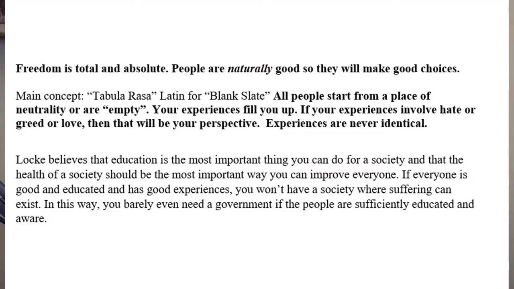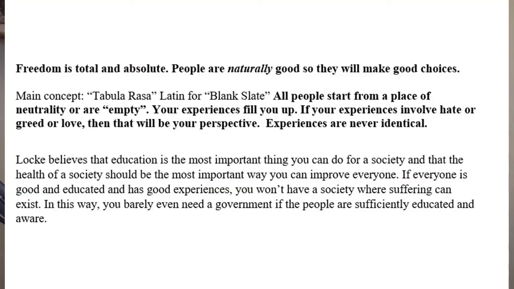Another main concept of John Locke is this idea of something called a tabula rasa, which is Latin for blank slate. All people start from a place of neutrality or are empty, and your experiences fill you up. If your experiences involve hate or greed or love, then that is going to be your perception on the world. And experiences are never identical. No two people have exactly the same set of experiences. And as you go through life, the more experiences you have, the more you are filled up. And that sort of past that is yours influences your present, which then builds into your future, which if you've had classes with me is a pretty on the nose recurring theme.